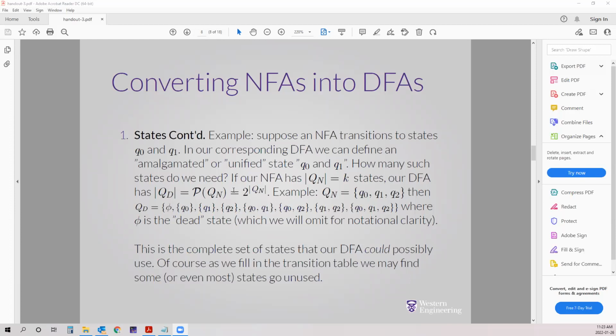Example: Q_N equals {Q0, Q1, Q2}, then Q_D equals {phi, {Q0}, {Q1}, {Q2}, {Q0, Q1}, {Q0, Q2}, {Q1, Q2}, {Q0, Q1, Q2}}, where phi is the empty set, which we will omit for notational clarity. This is the complete set of states that our DFA could possibly use. Of course, as we fill in the transition table, we may find that some or even most states go unused.